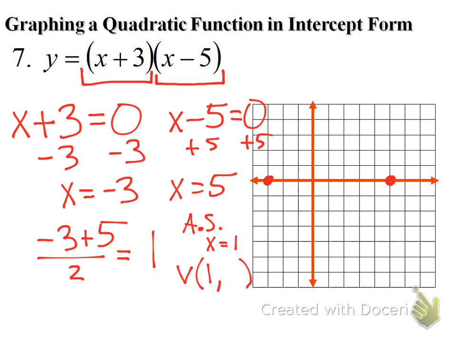How do you think I can find the y value of the vertex, though? Plug it in. Good. So y equals, instead of x, I'm now going to use a 1 and a 1. So the y value is negative 16.